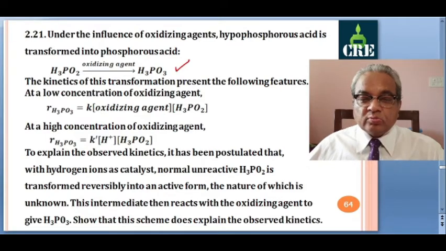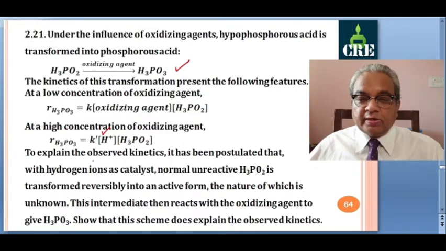Whereas at high concentration of oxidizing agent, rate of formation of H3PO3 is equal to k prime, some constant, into concentration of hydrogen ion H plus into concentration of H3PO2. So at high concentration and low concentrations, these rates have been observed.